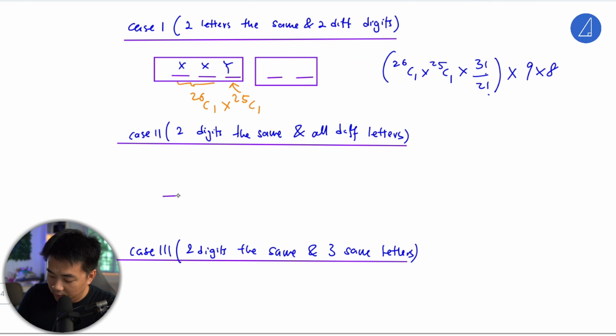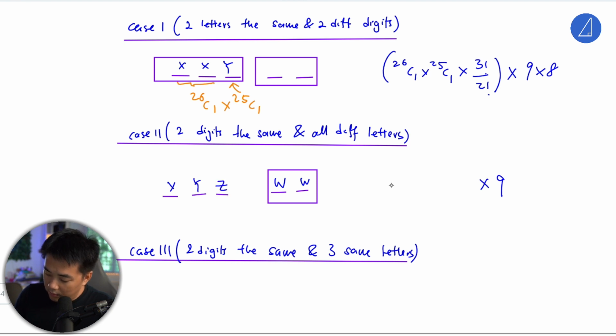Then we have two digits the same, all different letters. We know that if you want two digits the same here, there are only 9 choices: 9 choose 1. So that will be 9 choose 1 if you want to. Then different letters will be X, Y, Z, so that will be 26 times 25 times 24.